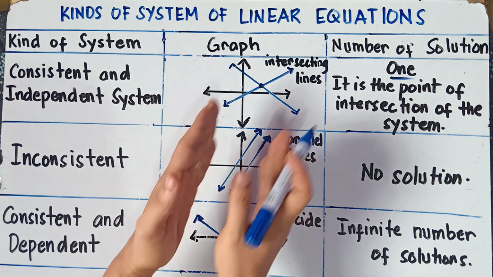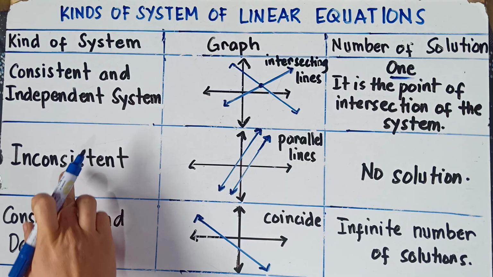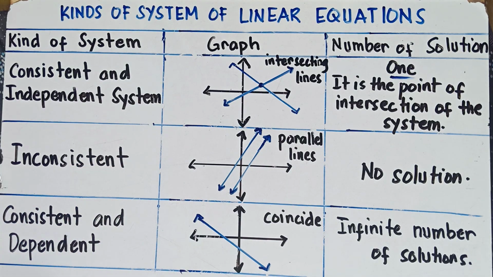Now, when you plot those equations, you have parallel lines. Therefore, the number of solutions, there will be no solution. And then the kind of system, there will be inconsistent.